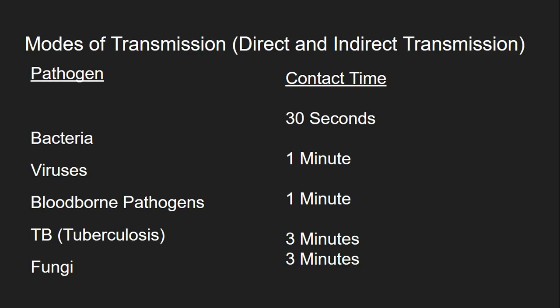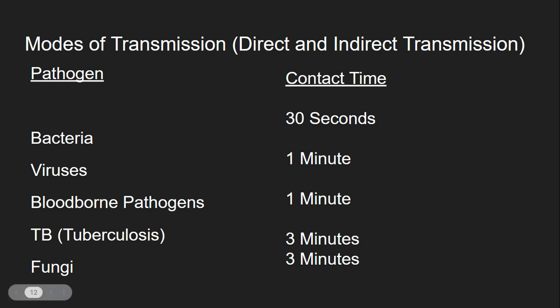Okay, so let's talk about some different modes of transmission, which is there's direct and there's indirect transmission. So the pathogen, as we can see right here to the left, we have bacteria, we have viruses, bloodborne pathogens, TB, tuberculosis, and fungi.